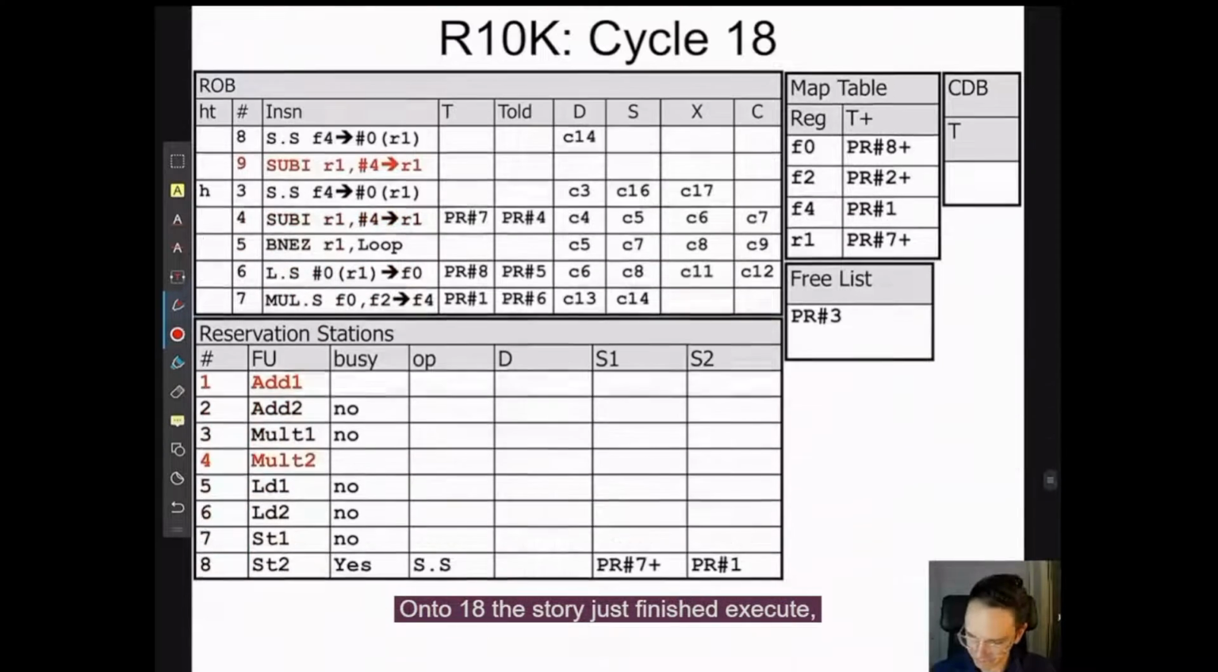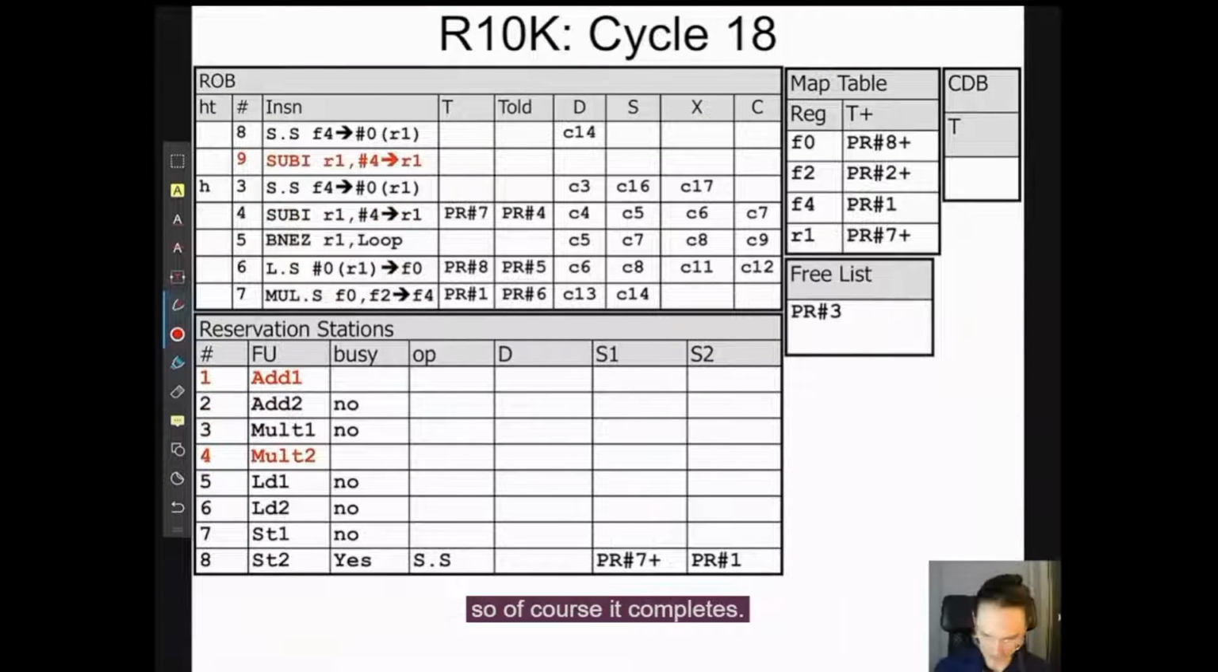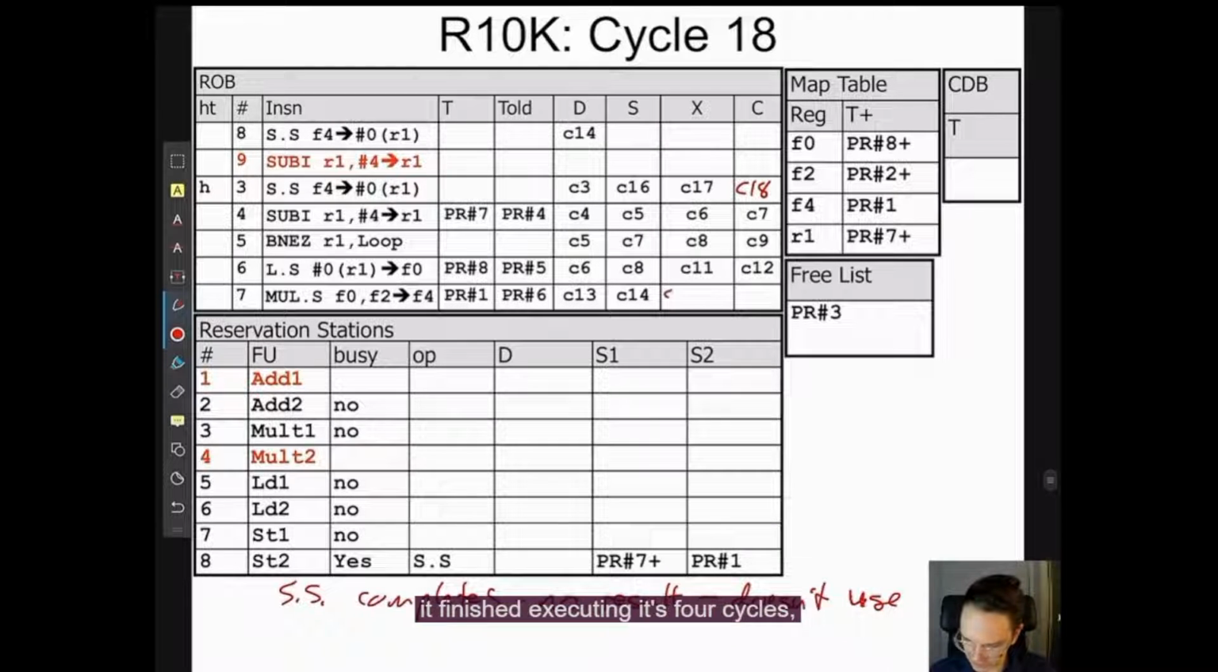On to 18. The store just finished execute, so of course it completes in this cycle, but it has no output result, no output value, so it doesn't broadcast, doesn't use the CDB. So its complete stage has little action. The multiply from that second loop iteration finished executing its 4 cycles, so we deallocate its reservation station entry.